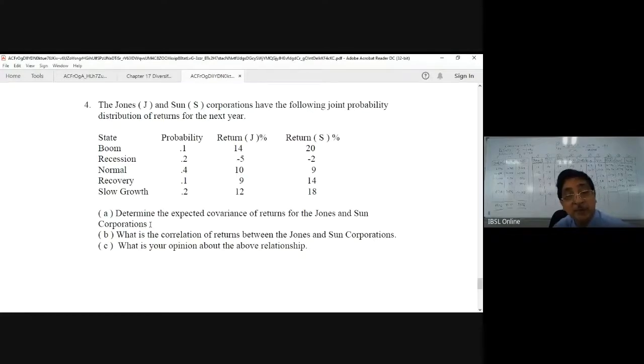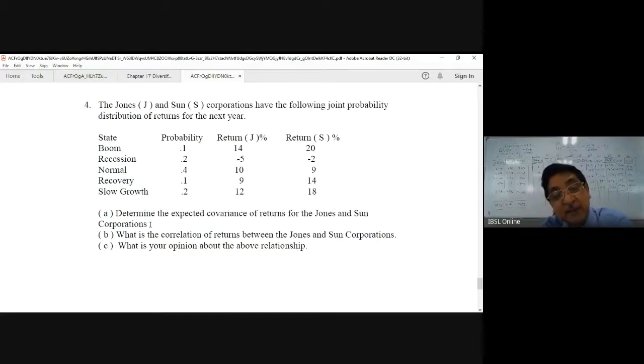Correlation is the correlation coefficient we are talking about. So that is rho JS. Rho JS is equal to covariance JS divided by sigma J sigma S, and that comes to the value 0.91. Then the third part is the most important part here. What is your opinion about the above relationship? So can you just give your opinion in one sentence?